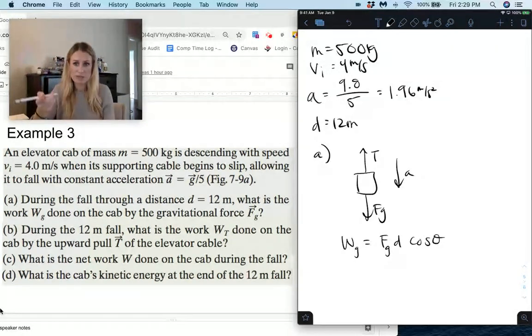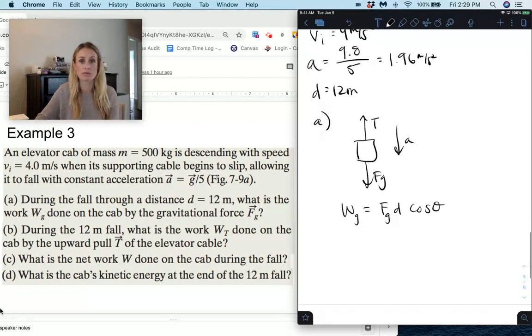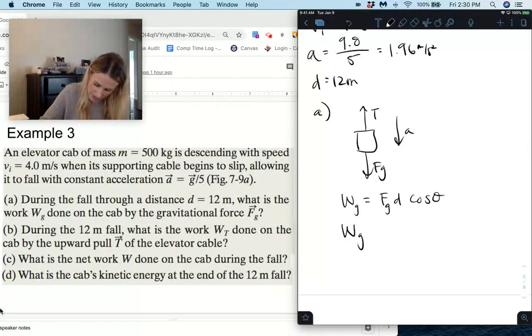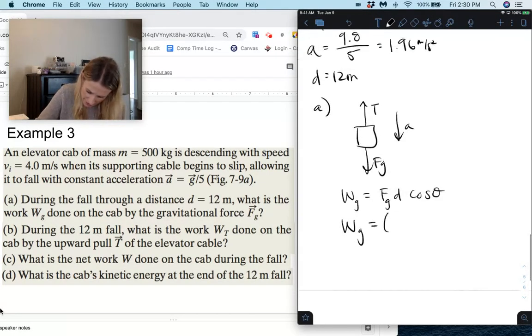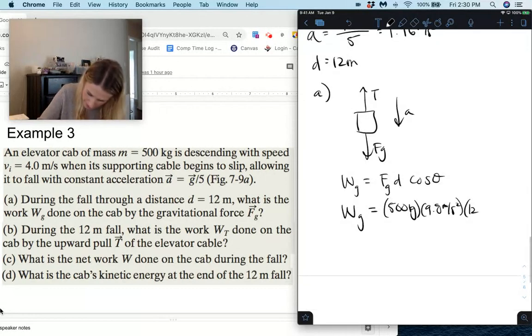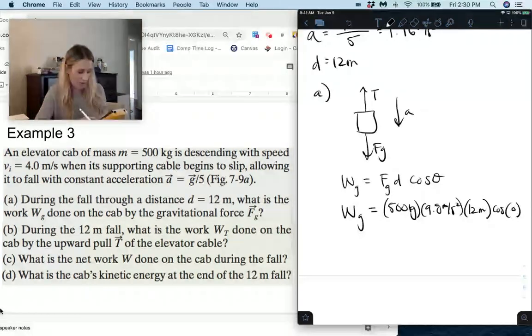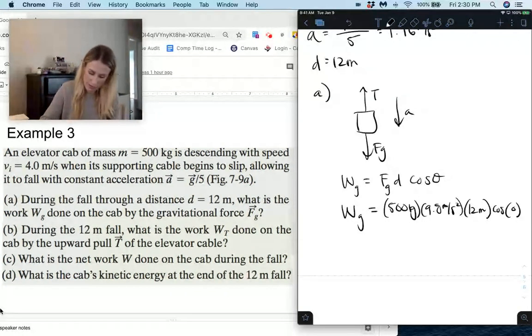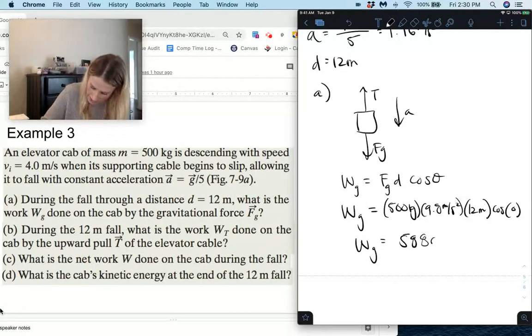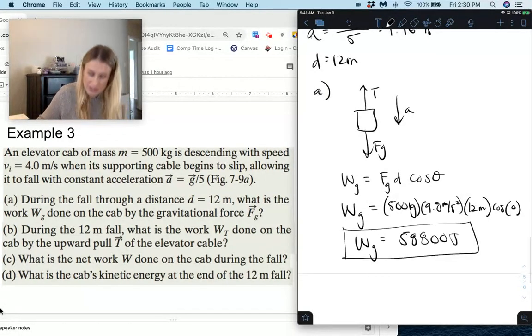We also know what displacement is, so now we can plug our numbers in and find the work done by the force of gravity. So we get work done by the force of gravity is equal to mass, which is 500 kilograms, times the acceleration of gravity, 9.8 meters per second squared, times displacement, which was 12 meters, times the cosine of 0, which of course is just positive 1. So we get 500 times 9.8 times 12 times positive 1. And we end up getting that the work done by the force of gravity is equal to 58,800 joules. So that's our answer to A.